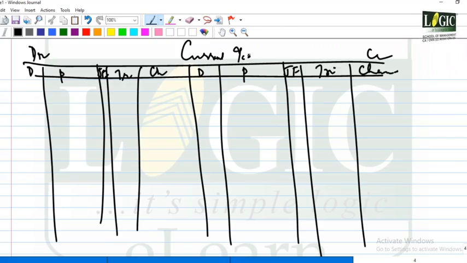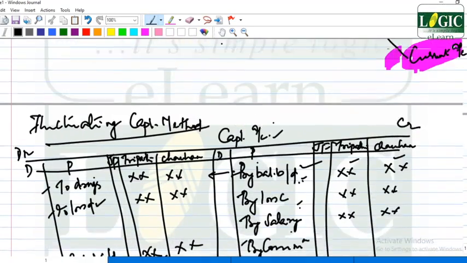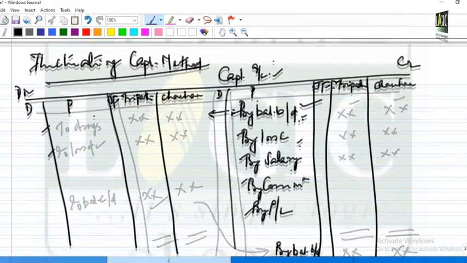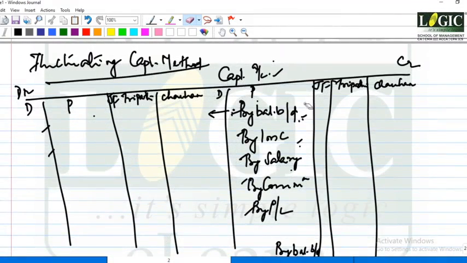So first we will learn how to do the fluctuating capital method. Under this method, how will you do it? We will see. So what do they say? Tripathi and Chauhan were partners, sharing in 3:2. Their capitals were 60,000 and 40,000 as on January 1st, 2013. So this is called opening balance of capital. As on 1st January 2013, their capitals were 60,000 and 40,000.